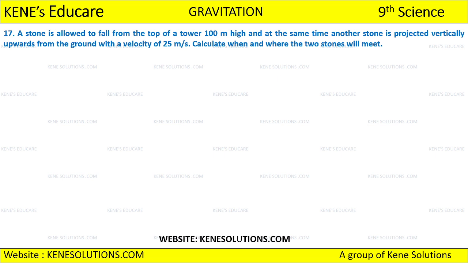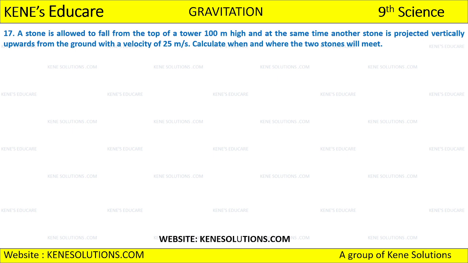Then you will change the initial velocity to 25 meter per second. Like that way you have to do it. See, let T be the point at which two stones meet and H be their height from the ground. So the height of the tower is capital H, that is 100 meter. That has been given already, right?